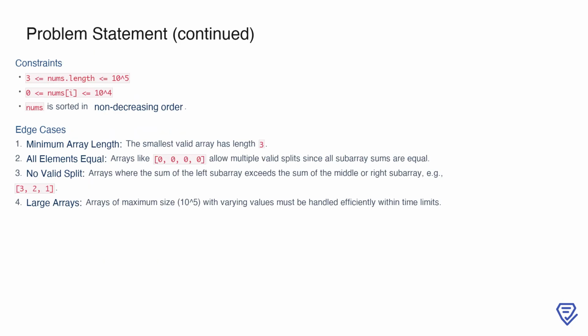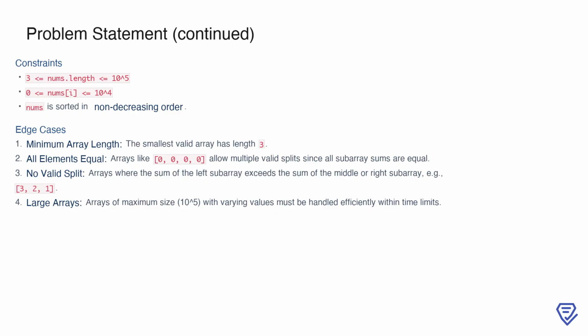The problem comes with specific constraints that you must adhere to. The array length is guaranteed to be between 3 and 100,000, making it essential to have an efficient solution. Each element in nums is a non-negative integer and can go up to 10,000. Additionally, the array is sorted in non-decreasing order, which is a key property that can be leveraged to optimize the solution.